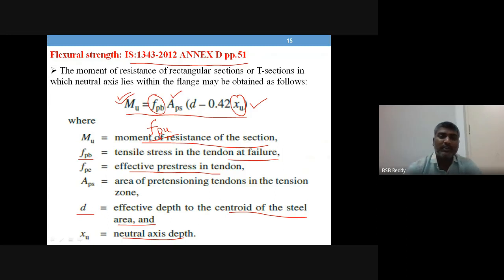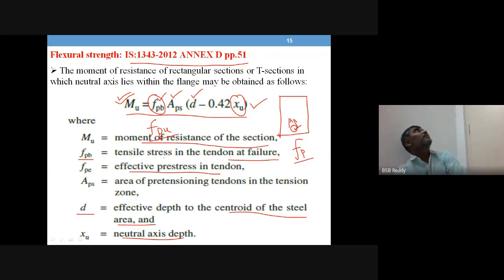You will also know the effective depth of the member, because you know the cross section of the member, and you know where the tendons are being provided and how many. The area of pre-stress is given to you. To know the tensile stress in the tendon at failure, this is what you want. Only FP, the effective pre-stress, will be known to you, and the characteristic strength of steel will be known to you.